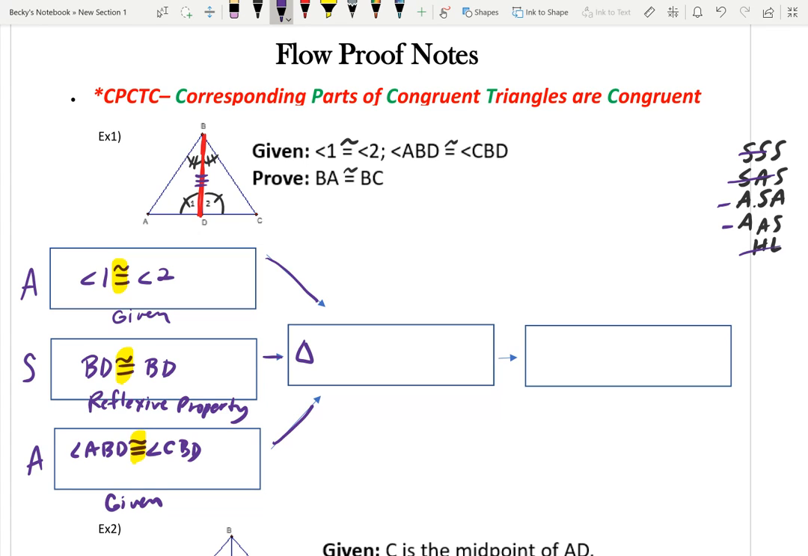So let's write a congruency statement. This is where you take a triangle and you can pick the left one or the right one, and put it in any order you like. So I'm going to say A, B, D. Now the order of the second triangle is dependent on how you wrote the first triangle.